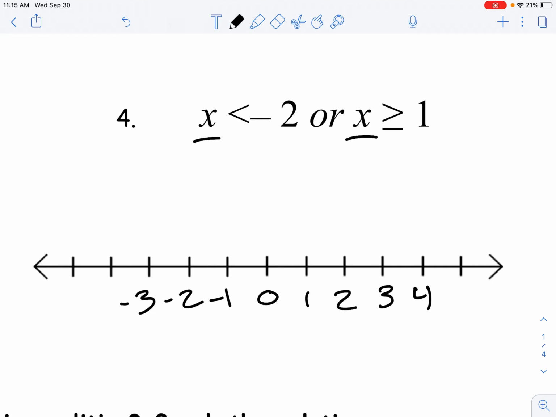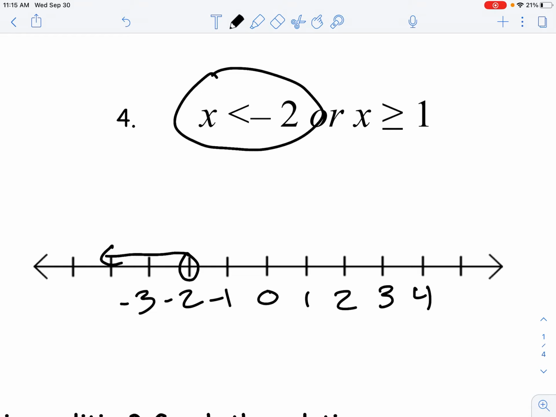X is by itself and x is by itself, so we're good. Or problems are pretty easy because you're doing them separately. You'll do that one first, so x is less than -2. That's going to be an open circle. X is less than means I'm pointing to the left.